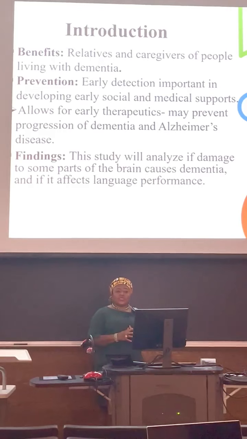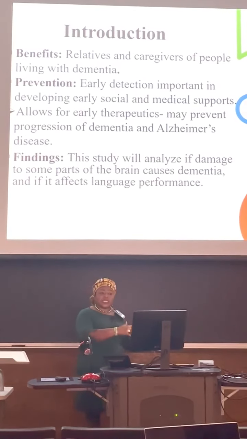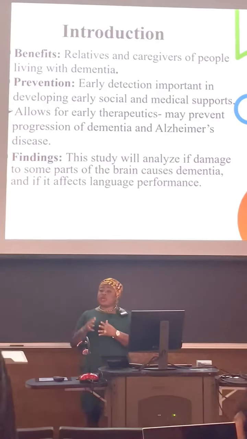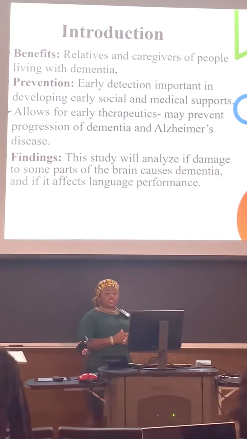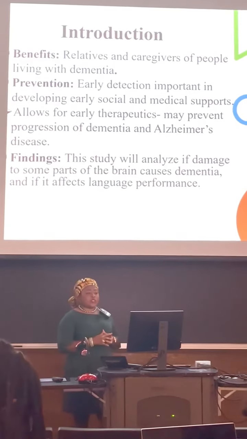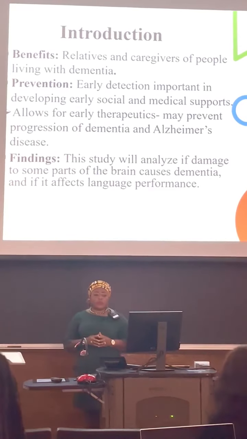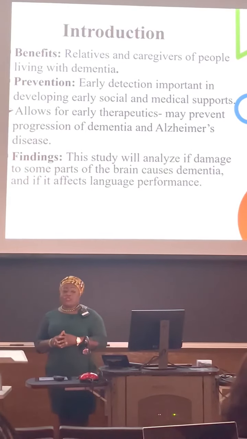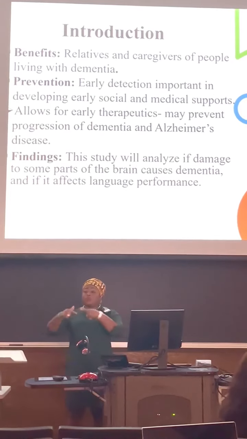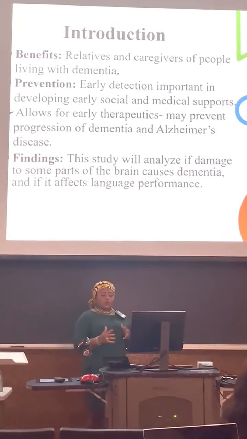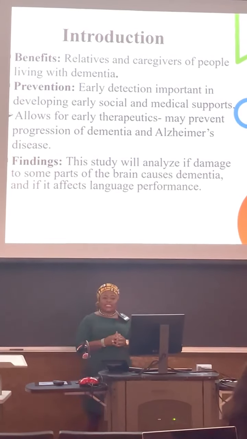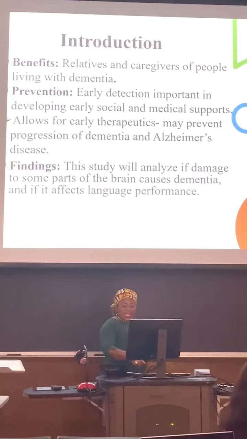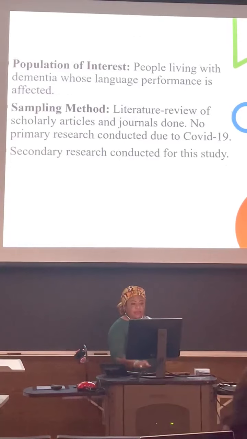What are the benefits of this research? Relatives and caregivers of people living with dementia, this research is going to help them. How can we do a lot of prevention? Early detection is important in developing early social and medical support, and this allows for early therapeutics which may prevent the progression of dementia and Alzheimer's disease. Alzheimer's is one of the most prevalent forms of dementia. For the findings, this study will analyze if damage to some part of the brain causes dementia and if it affects language performance, which is why we are here today.